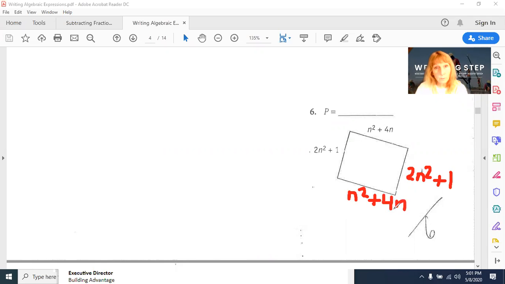Now, how do we figure out the perimeter? Well, we add all the sides together. So this one's a little bit more. So let's start with this side here. So we get 2n squared plus 1. I'd type it, but the little n squared part doesn't come out in typing. I'm going to add this side here, plus n squared plus 4n.